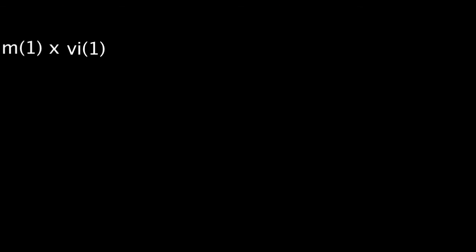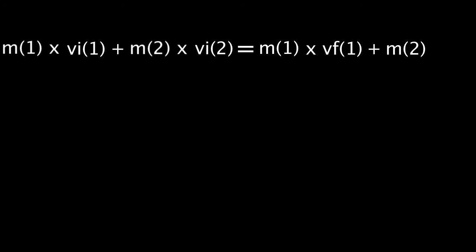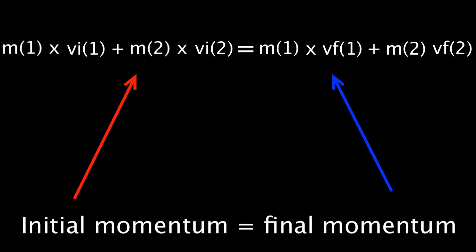If we name the two balls 1 and 2, then we have mass 1 times initial velocity 1 plus mass 2 times initial velocity 2 equals mass 1 times final velocity 1 plus mass 2 times final velocity 2. This equation allows you to see how the momentum lost by the first ball is gained by the second one. A totally different case is when you have a perfectly inelastic collision.